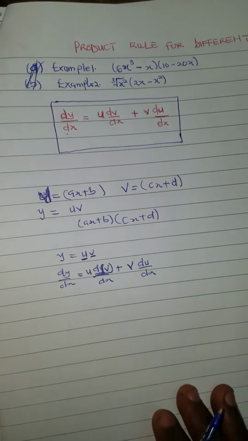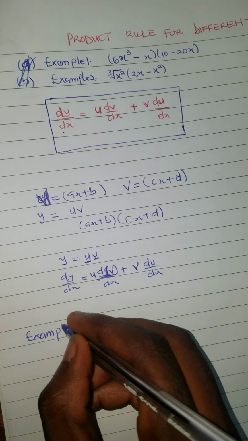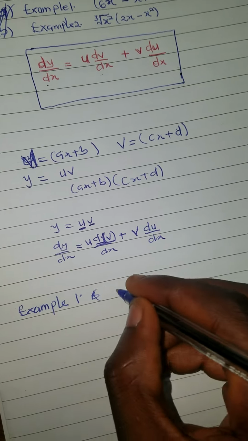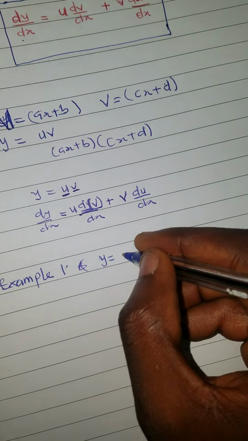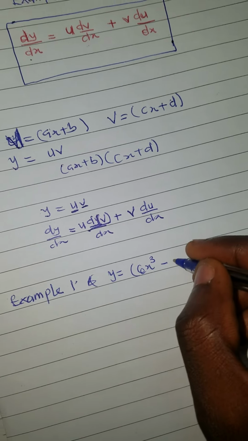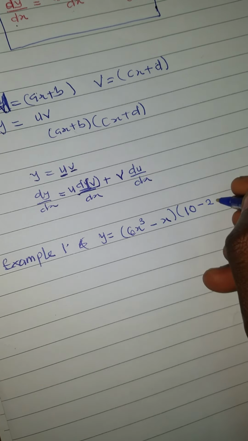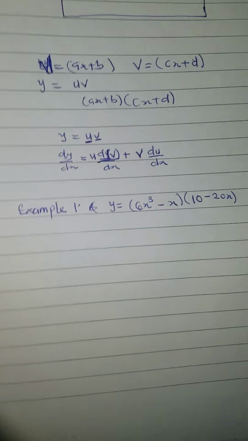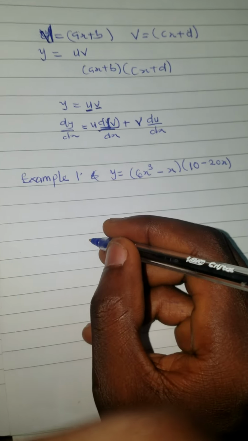So we are picking 2 examples. The first example, example 1: y equal to (6x cubed minus x) times (10 minus 20x), and we want to differentiate this using the product rule.